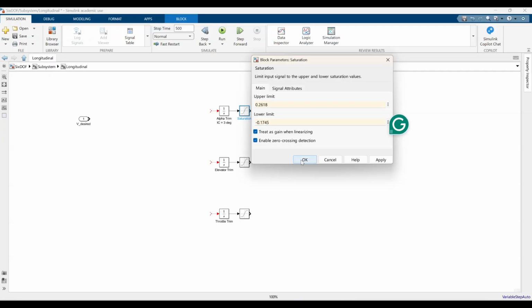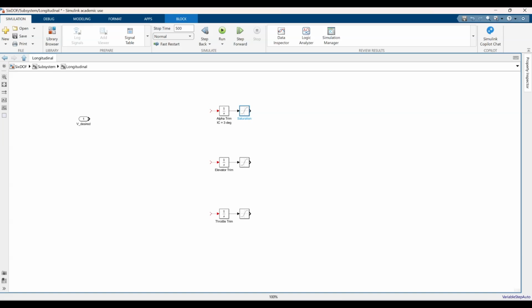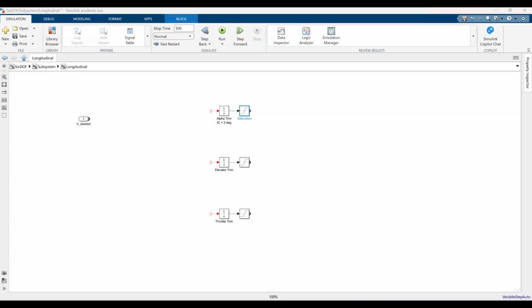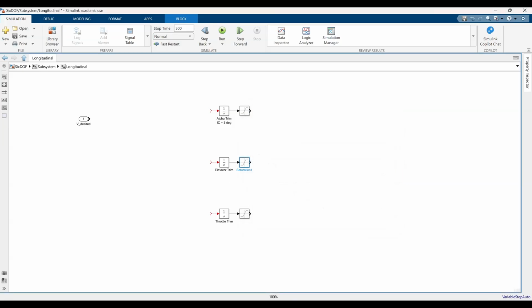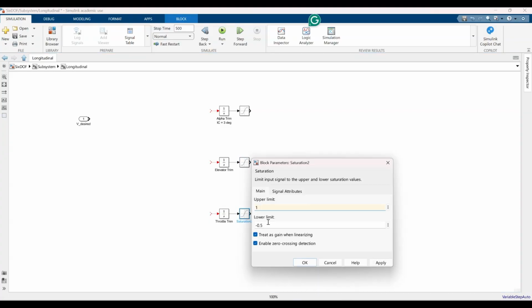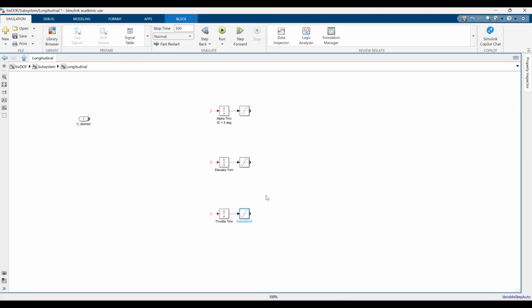radians. Okay, now for the elevator trim, we will make that positive -25 degrees, which will be that in radians, because we have to put all of these in radians. And then the last one for the throttle, we will keep it fractional. So 1 for the upper limit, 0 for the lower limit, as simple as that. Okay, with that, let's capture these.